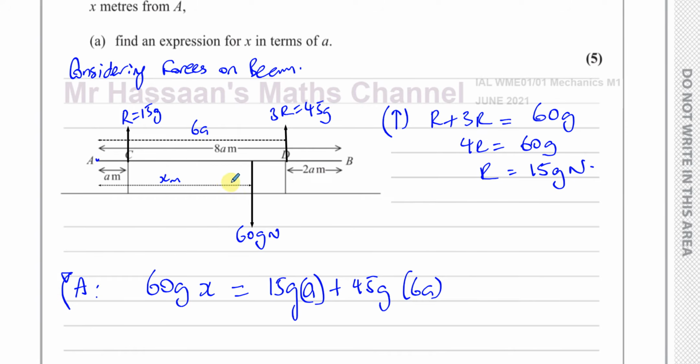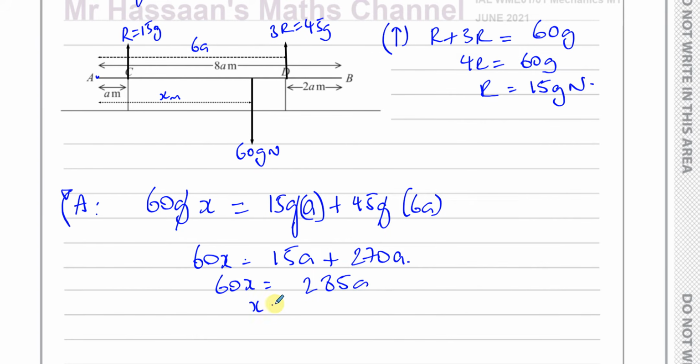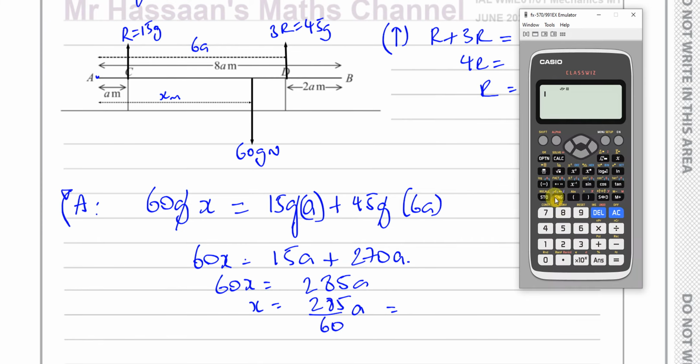So the clockwise moment is 60G times x. The anti-clockwise moments are made of 15G times a and 45G times 6a. When we calculate that, the G's will cancel out because it's in every single term. So we've got 60x equals 15a plus 6 times 45, that's 240 plus 30, that's 270a. So we can say that 60x is equal to 285a. So x is equal to 285 over 60a. Let's just put it in the calculator.